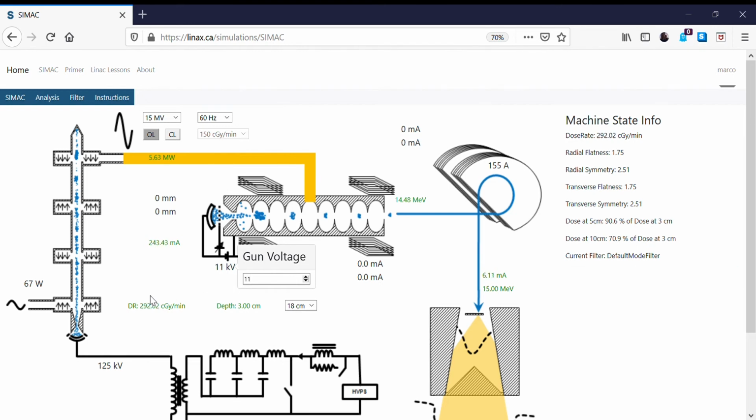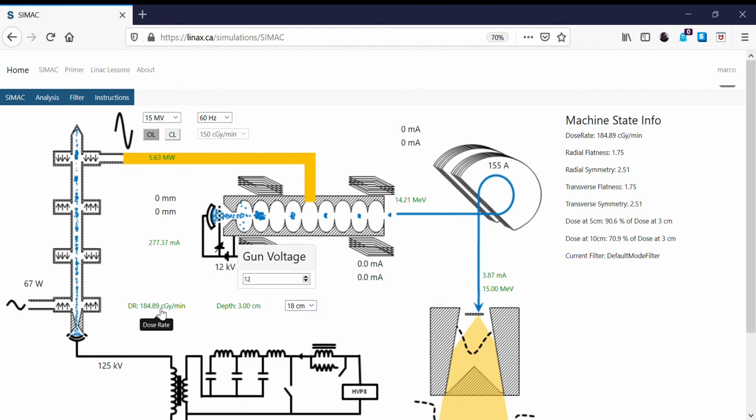So now our dose rate is beginning to drop off because our beam energy has dropped to the point where we've beam loaded the energy down to 14.5 MeV, which is now lower than what the bending magnet is allowing through. Further increases in the gun voltage are going to lead to lower energies, which will lead to a lower dose rate. So now we have 14.2 MeV.